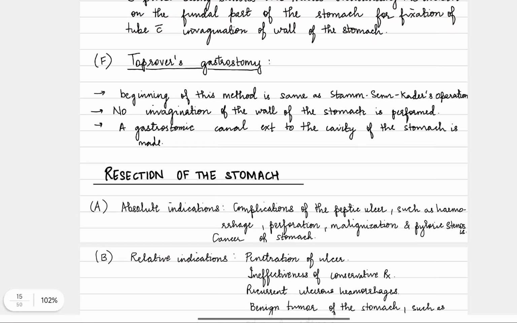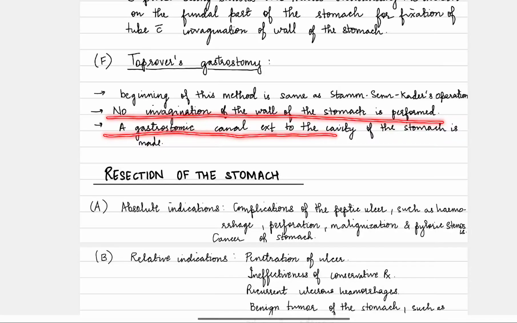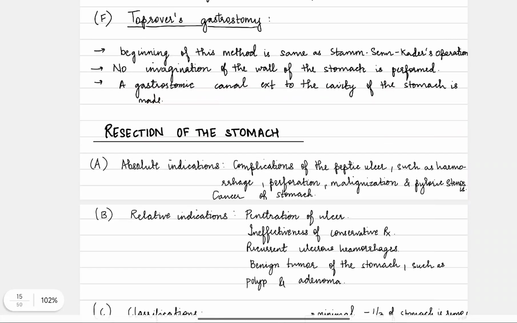Next is Topver's gastrostomy. The beginning of this method is the same as Stamm-Kader's operation. No invagination of the wall of the stomach is performed. A gastrostomic canal external to the cavity of the stomach is made.